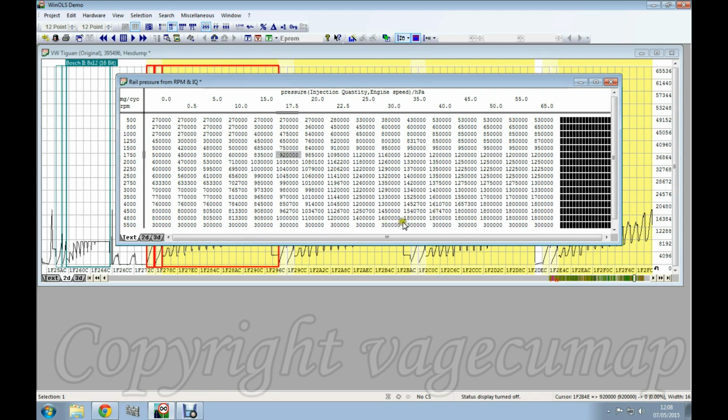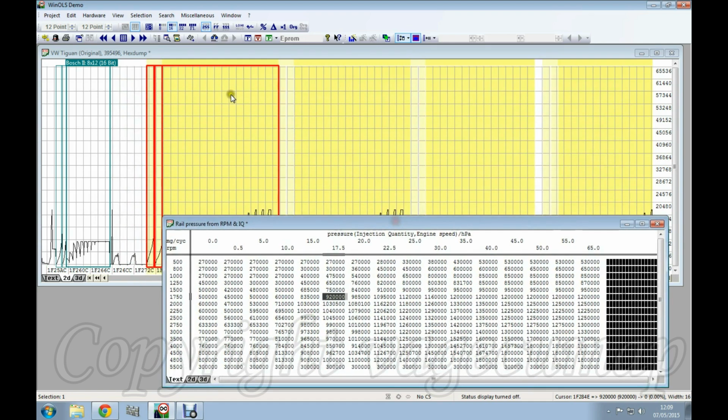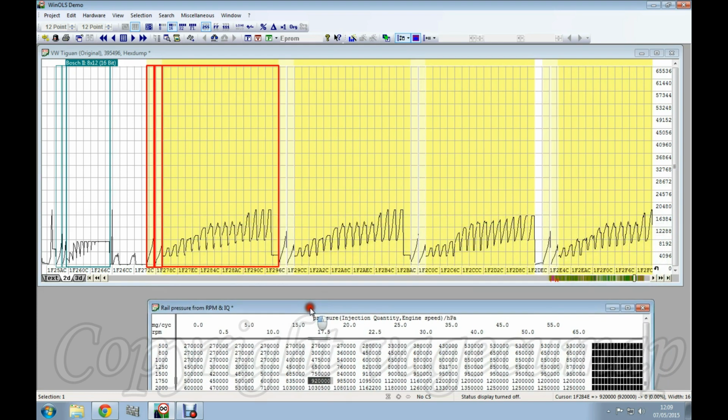Some peak at about 1600, but these are still values that are way above the values that you see on most other maps. So it's a fairly good clue to the fact that you're looking at a map to do with rail pressure. WinOLS often finds these maps anyway, so that obviously helps. And then of course you've got the characteristic shape. They're a reasonably obvious shape.